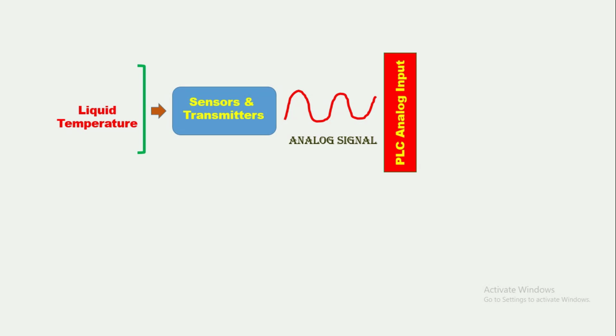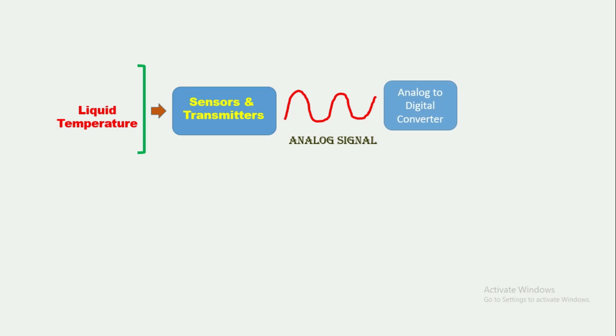Now let us see what happens when the analog signal from the sensor or transmitter is applied to the PLC analog input and how this signal is processed in the analog input module. In the analog input module, there is an analog to digital converter for each of the 4 analog inputs.